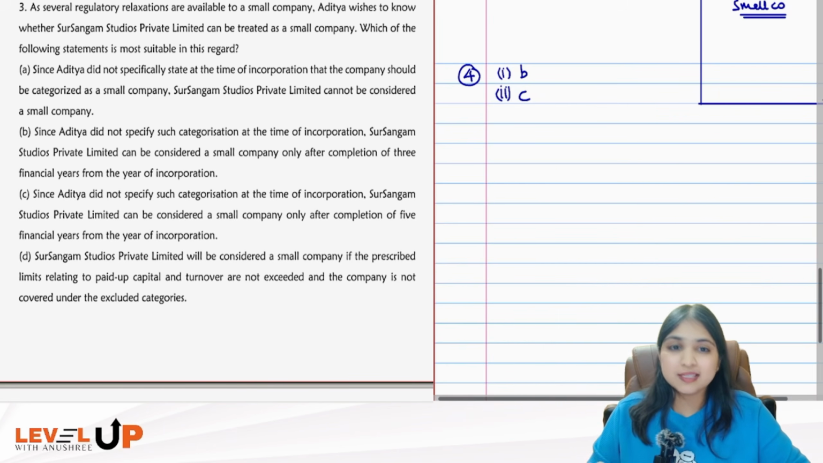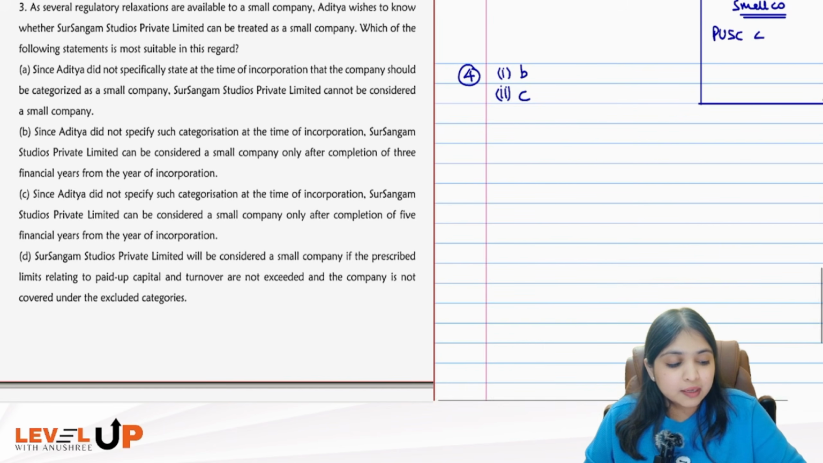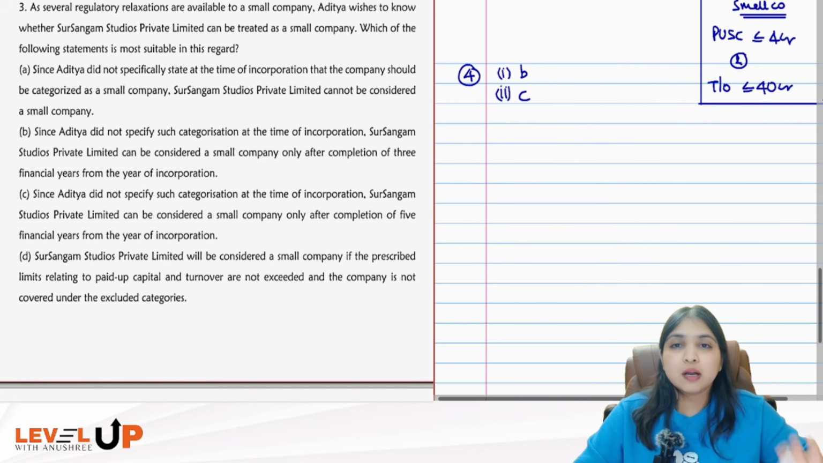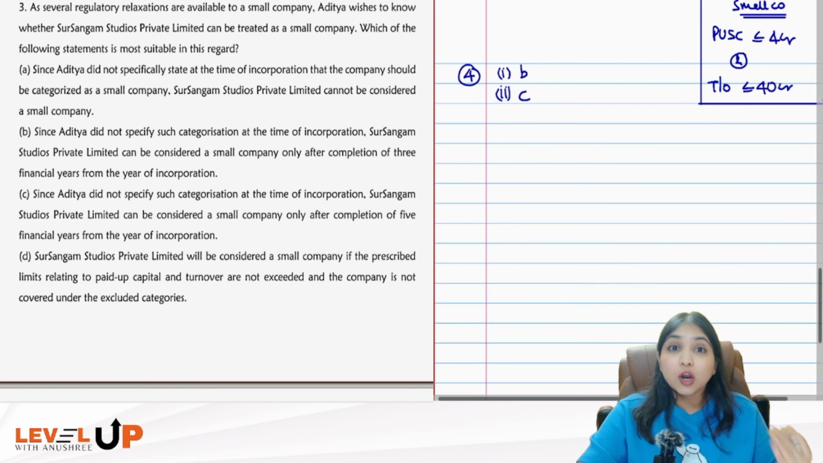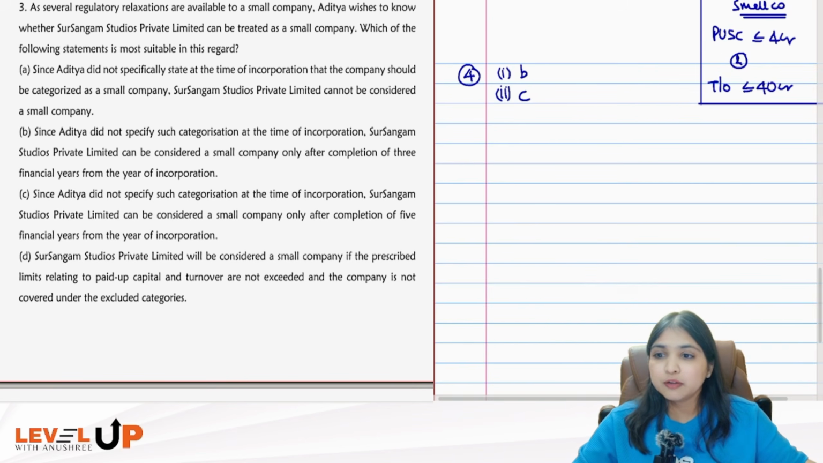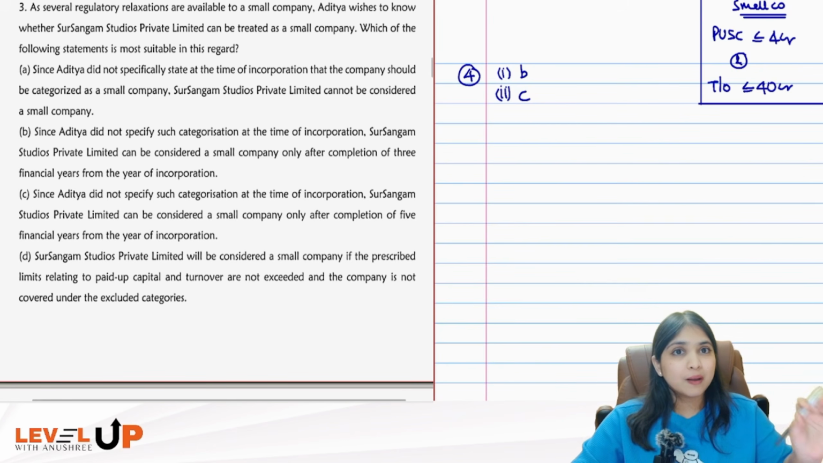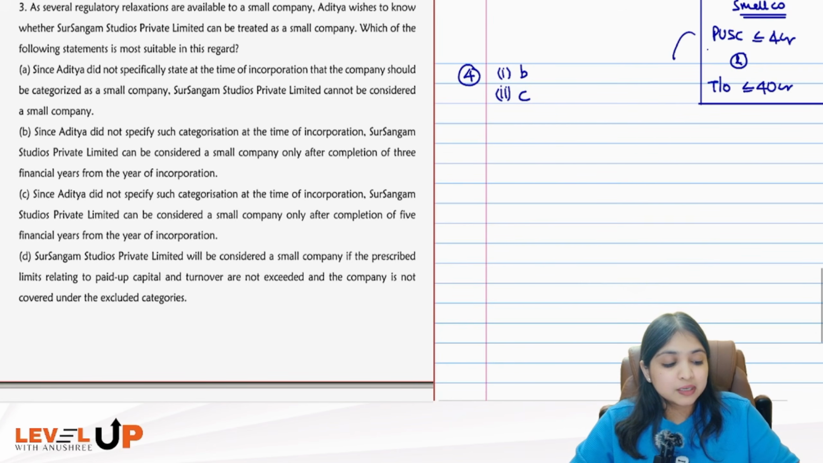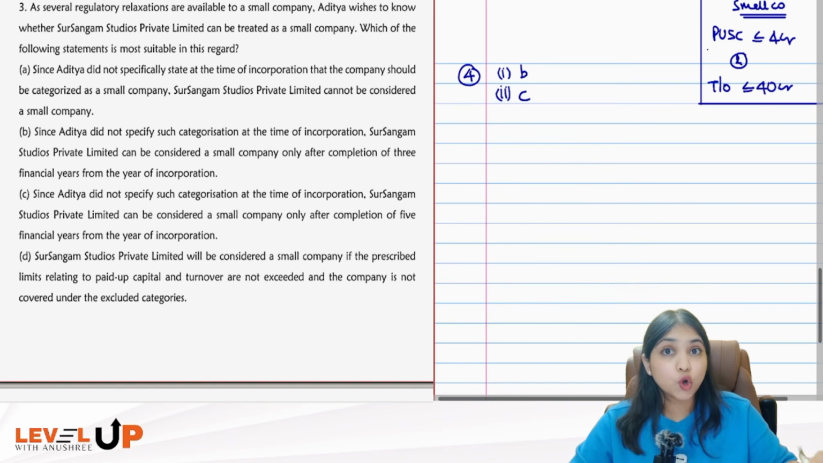What is the same old existing limit? The paid up share capital has to be within 4 crores and the turnover has to be within 40 crores. So that same limit will continue to apply for you. The new limit is not applicable for you. But if you're writing in September 26 exam, then the new limit will of course apply for you. So a small company means a company whose paid up share capital is not more than 4 crores and turnover is not more than 40 crores.